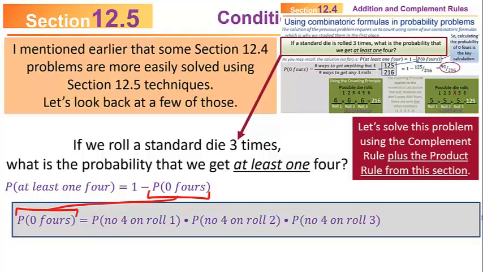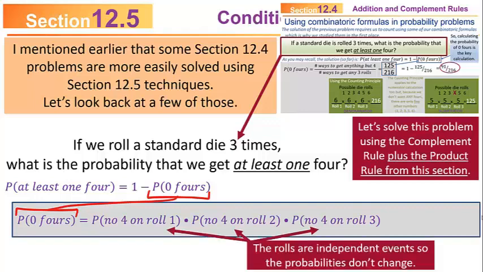But the probability of getting no 4s, according to the product rule of probability, is simply the probability of getting no 4 on roll 1 times the probability of getting no 4 on roll 2 times the probability of getting no 4 on roll 3. That's what we learned in this section. But each of those probabilities is easy to calculate, because if you don't want to get a 4, you just have to get anything but a 4. And also, because you're rolling a die, the rolls are independent, so the probabilities don't change. So those will be 3 probabilities that are exactly identical multiplied together.